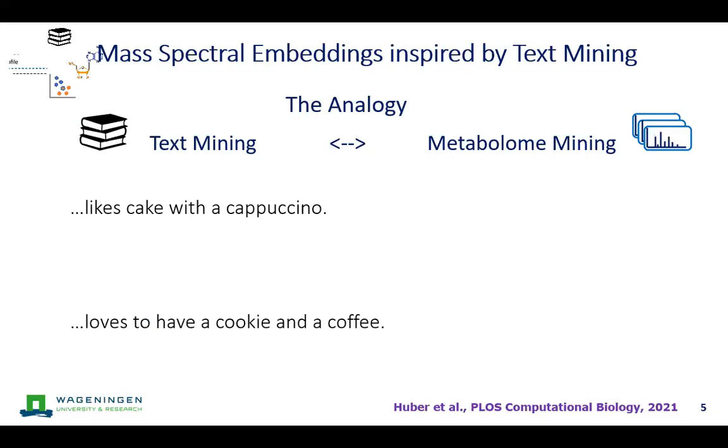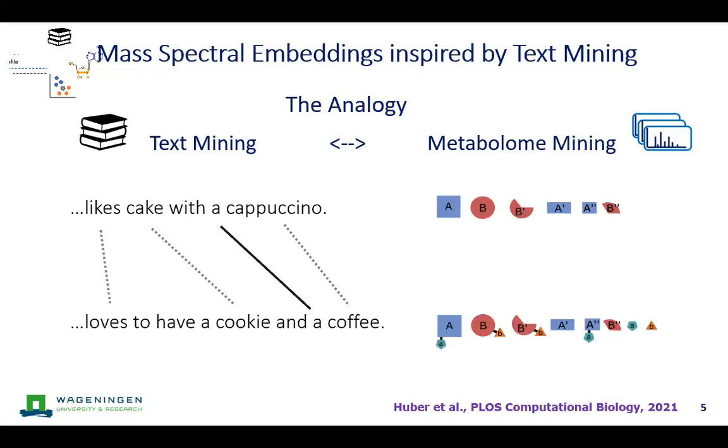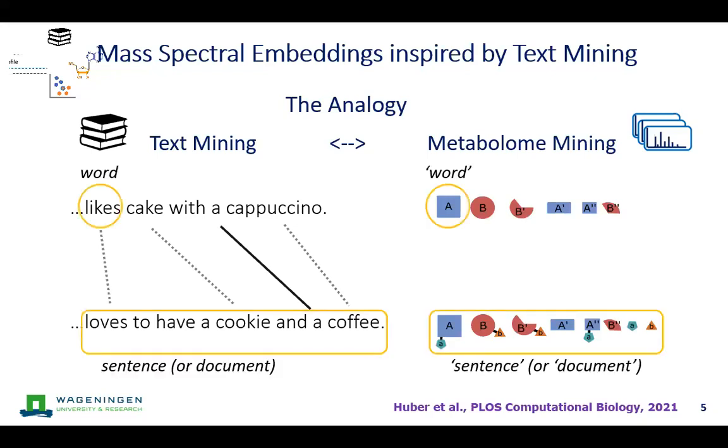If you're not from Italy, I hope you agree that these two sentence snippets roughly mean the same thing. We can draw the lines between the words: likes and love, cookie and cake, cappuccino and coffee, and we can indicate how alike they are. Typically, our text mining algorithms are invented to do this for you, so you don't have to do it yourself. The same idea is what we coined with Florian and others on metabolomics data, where each fragment becomes a word and each spectrum becomes a sentence. Basically, you want the model to learn how fragments in the data are related.